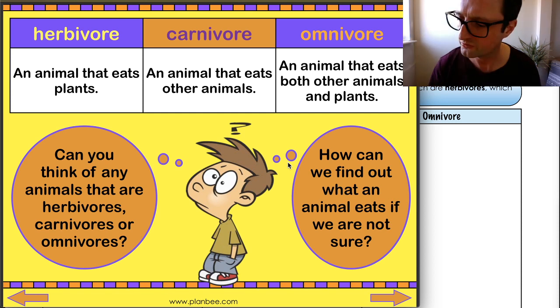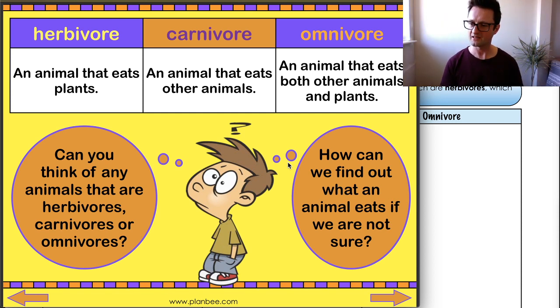Oh, brilliant. Lots of people are telling me the names of other animals that might be herbivores or carnivores or omnivores. That's brilliant. Lots of good suggestions. Very well done, everybody. Lots of good thinking about herbivores, carnivores and omnivores so far. I'm going to show you today's task, which you can attempt on your own in a minute.